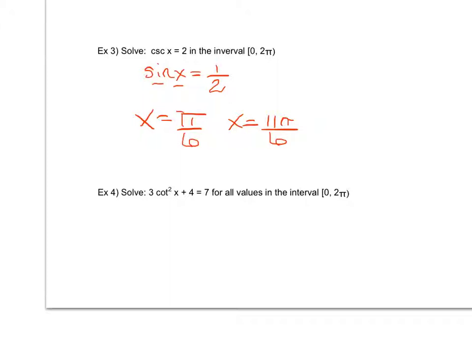And that is going to be it. That's my answer. That one's fairly simple as long as you realize that cosecant needs to be written in terms of sine. It would work the same way with secant. Moving on to example 4.